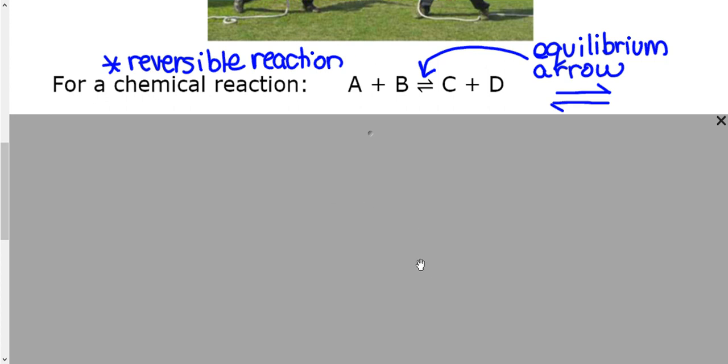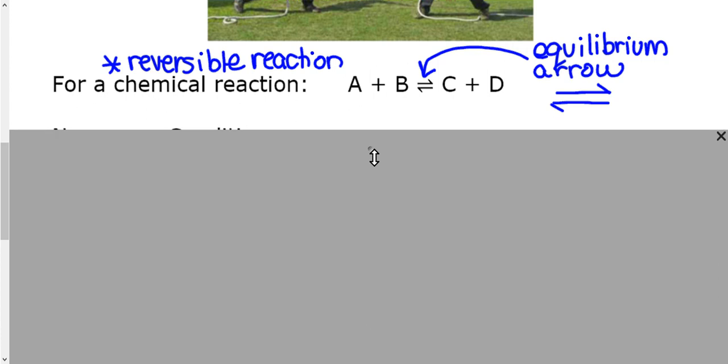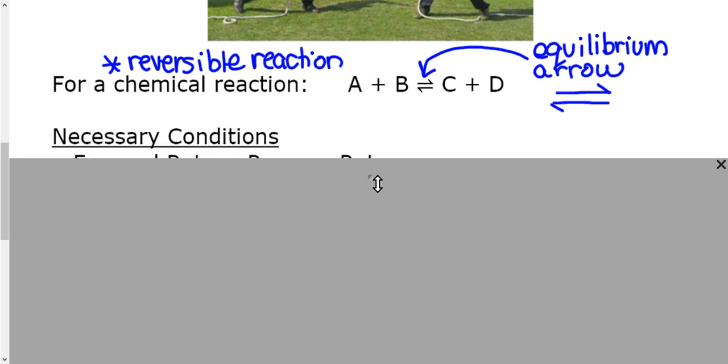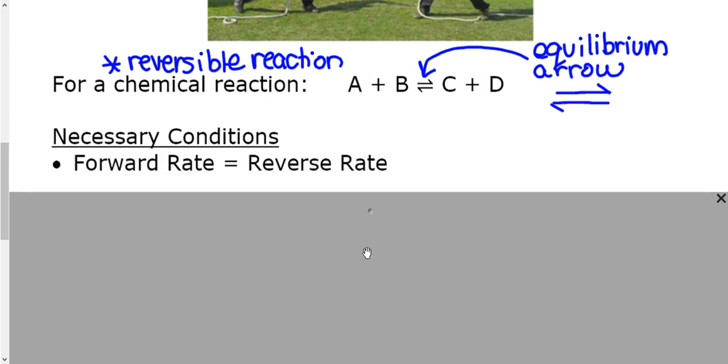So when does this take place? There are some conditions that need to be established. If a reaction is going to be at equilibrium, your forward rate and reverse rate have to equal one another. So going towards your products in the forward direction or going towards your reactants in the reverse direction.